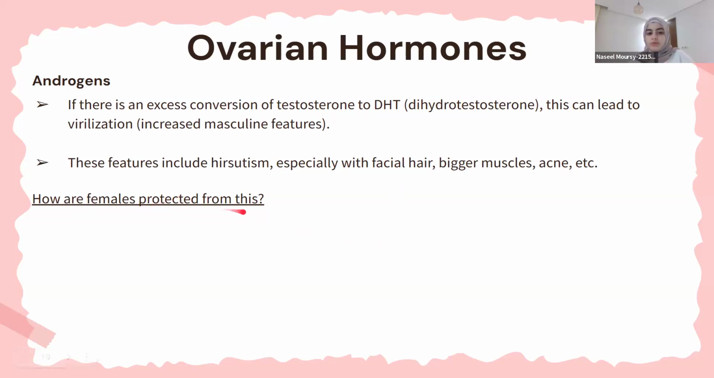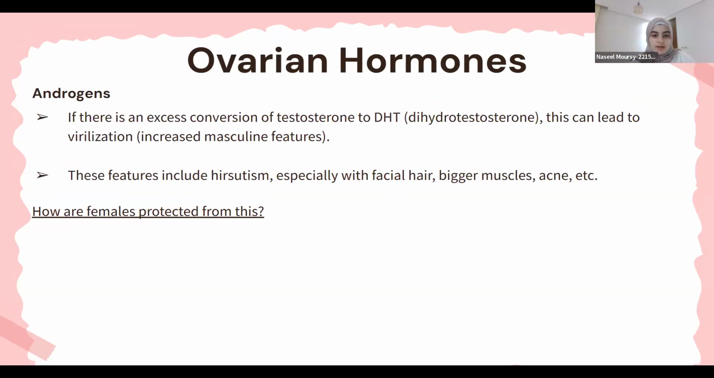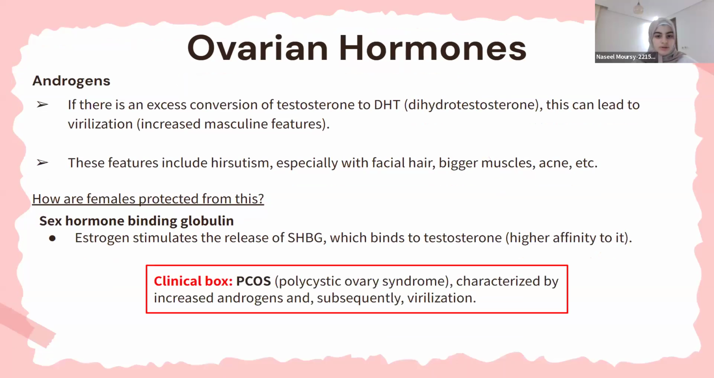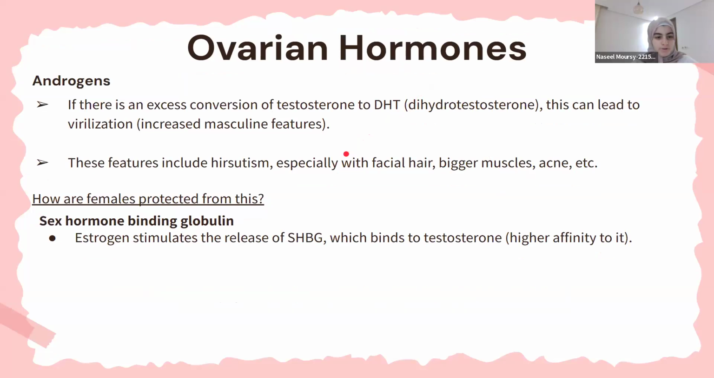Now, let's talk about how we are protected from this. Does anyone have any idea how we're protected from this excess conversion? All right, so I'll help you guys out. We have something called sex hormone binding globulin. Sex hormone binding globulin is basically something that binds to testosterone and inhibits its conversion into dihydrotestosterone.